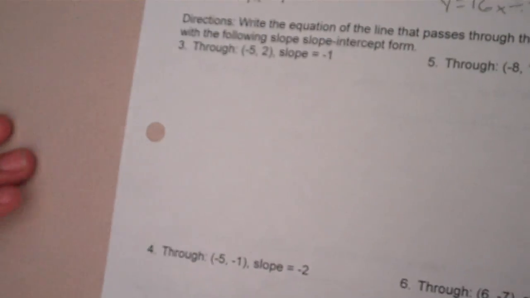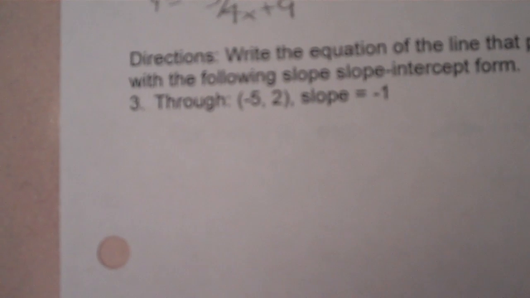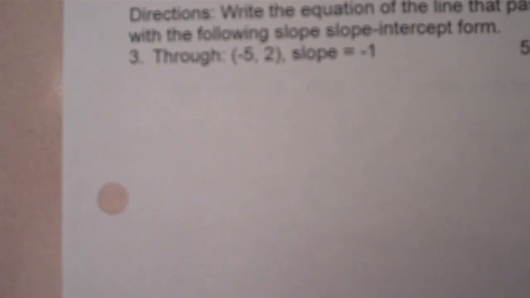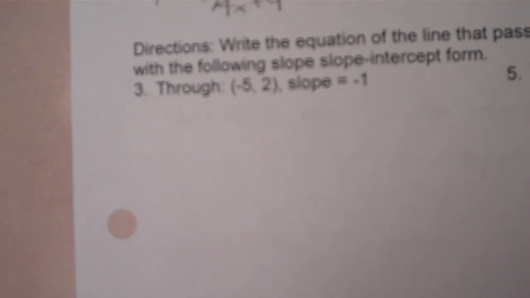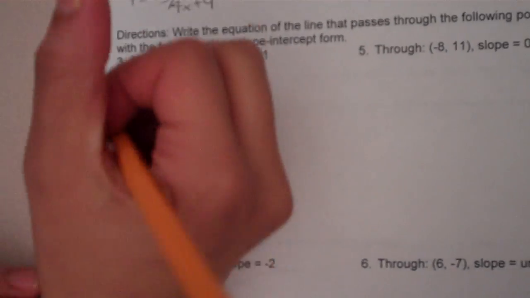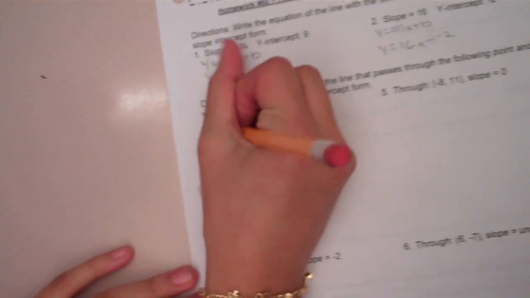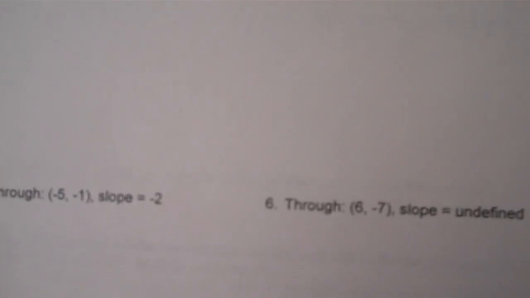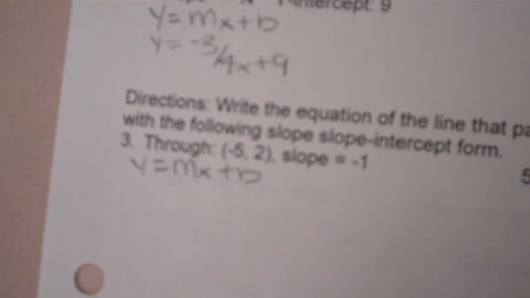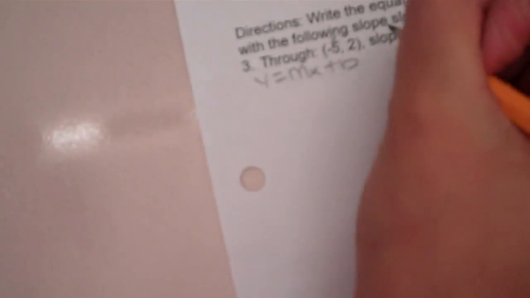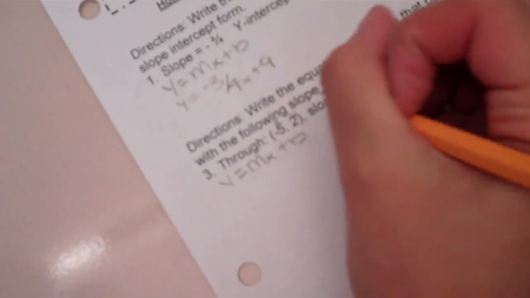All right, in problem number 3, this is finding the y-intercept. So our first step is to write down the slope-intercept form of an equation. y = mx + b. It's a good idea to label your points if possible. So -5 is your x and 2 is your y.